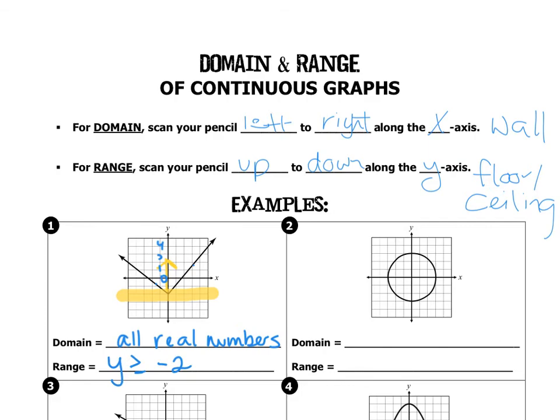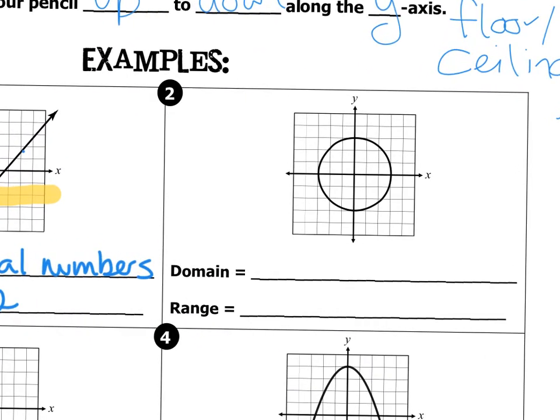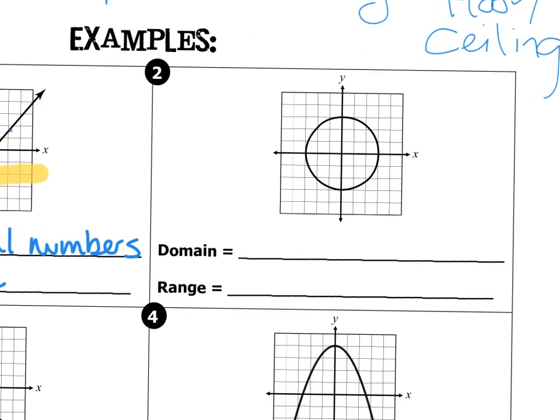Let's look closely at our circle here, number 2. Now obviously this is not a function. It does not pass the vertical line test. But we can still describe the domain and range. So if we look here, can I build any walls here? Well, yes, you can. We actually have 2 walls. So we have what's called a double restriction. We have a lower number and a higher number.